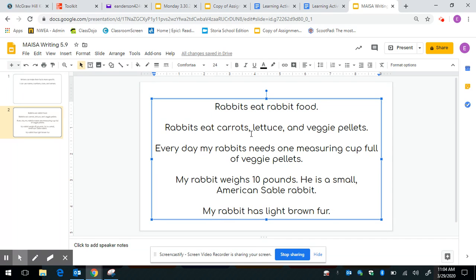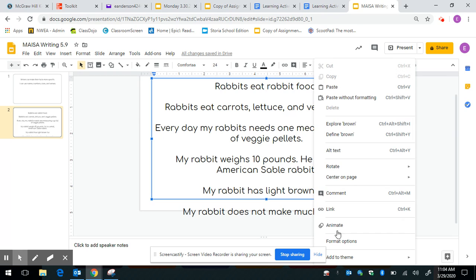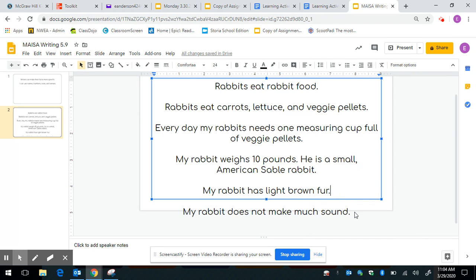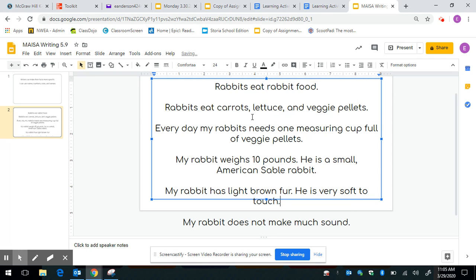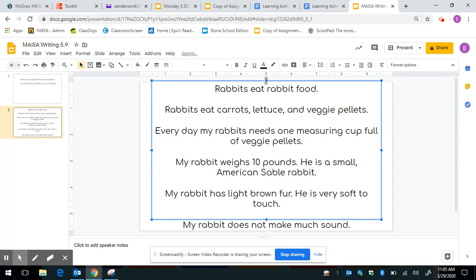So maybe think about, what does it sound like, okay? My rabbit does not make much sound. But also, what does it feel like? So I could talk about what my rabbit's fur feels like. My rabbit has light brown fur. He is very soft to touch, okay? Now, I've given you a whole lot more information about rabbits by using my senses, and you could do the same with your writing, okay?